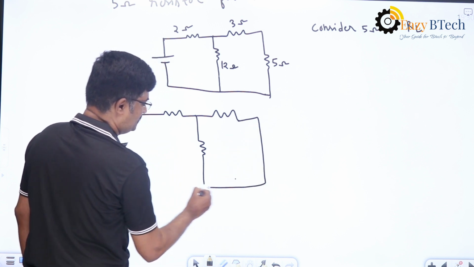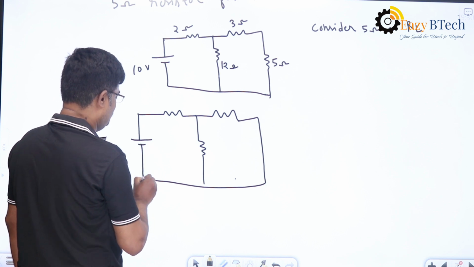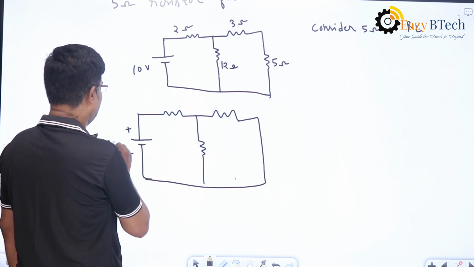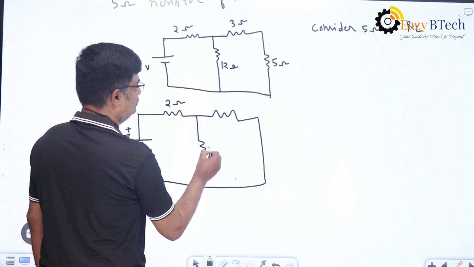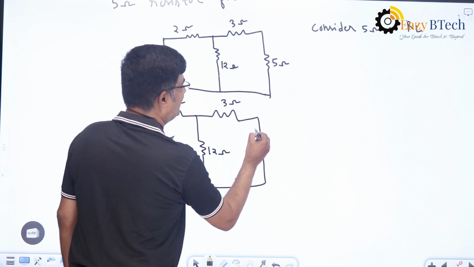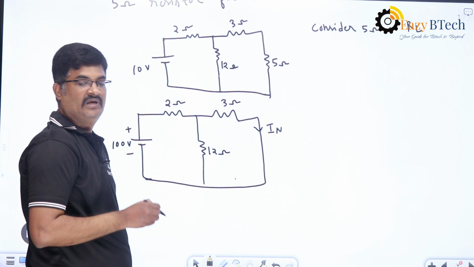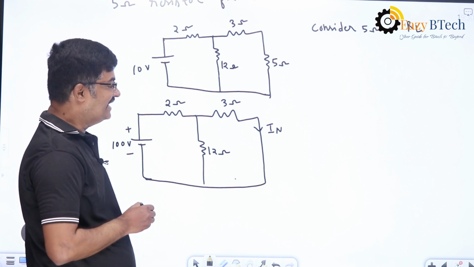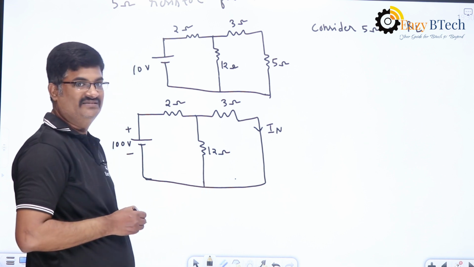this is the short, and here I am having a voltage source of 100 volts, 2 ohm, 12 ohm, 3 ohm, and as it is shorted, here I am having IN. I should find the value of the current IN, which is said to be Norton's current.